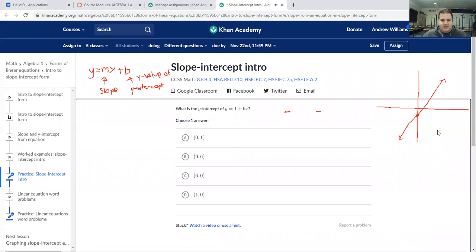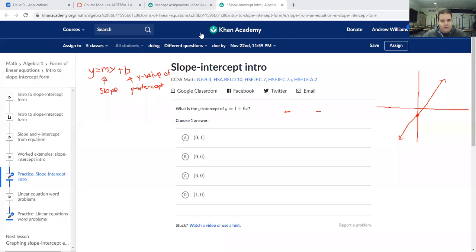Let's do a couple more of these, and I think you'll get the idea of it. Let me get rid of these things that I drew here.